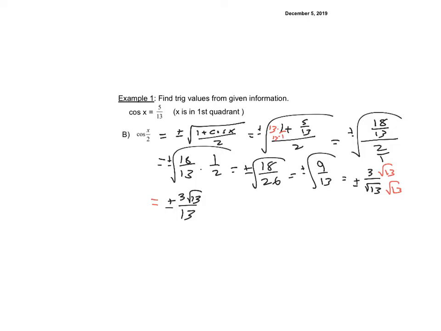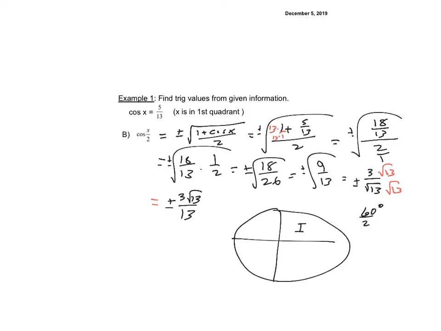And so now we have to figure out the sign of our value here. So something you need to know here: I'm going to draw out a unit circle again. We're over here in quadrant 1. If you think about any quadrant 1 angle, let's say you take 60 degrees, that's in quadrant 1, and you divide that by 2, you get 30 degrees.